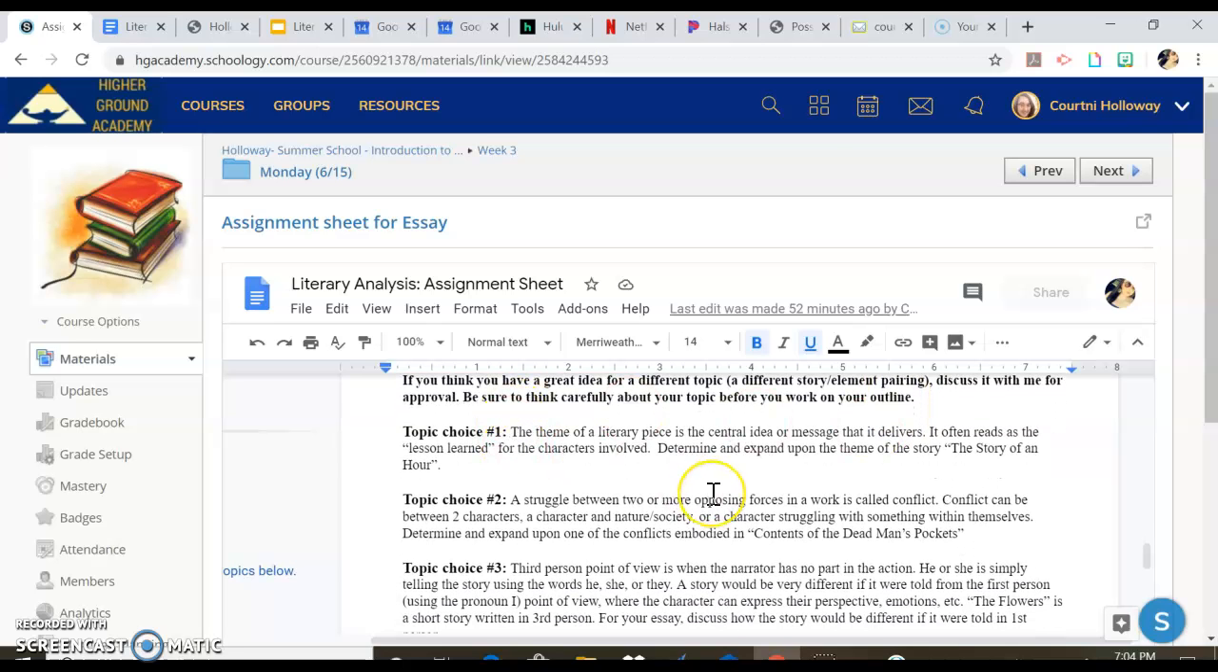So topic choice 1, you can write about theme and The Story of an Hour. Essentially you are going to determine the most common or most central theme of The Story of an Hour, and you're going to expand on it by showing me how that story conveys that theme, pulling various quotes and various moments in that story where you see that theme come to life.